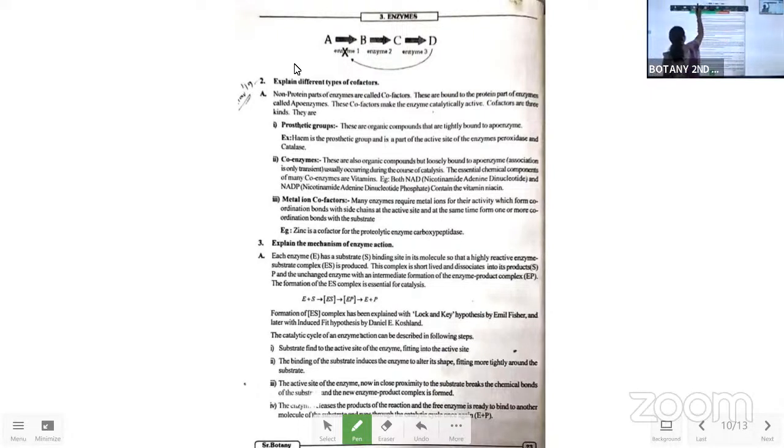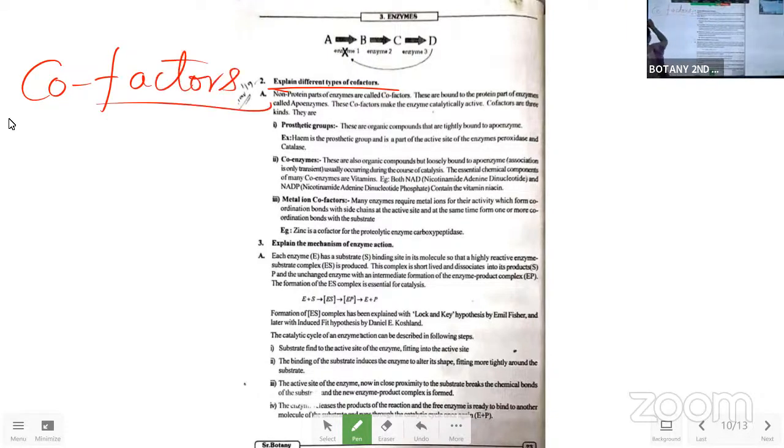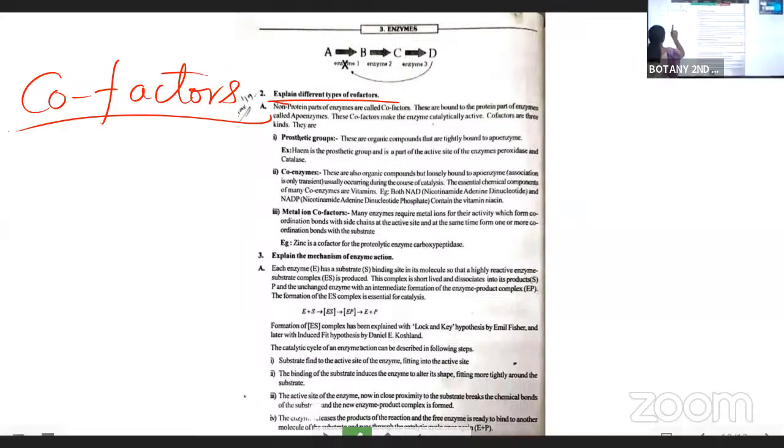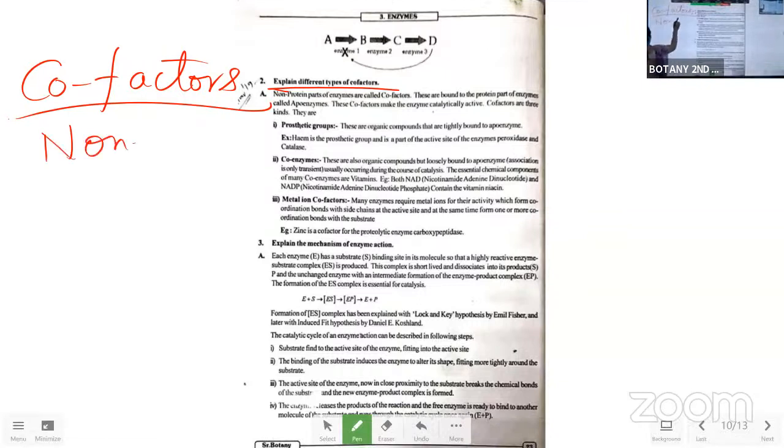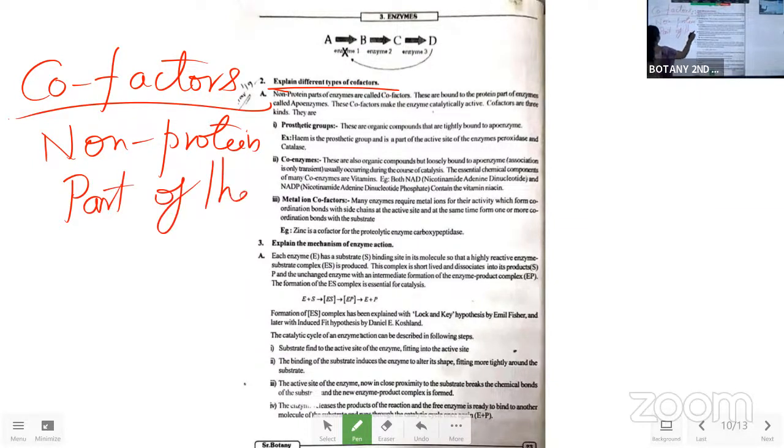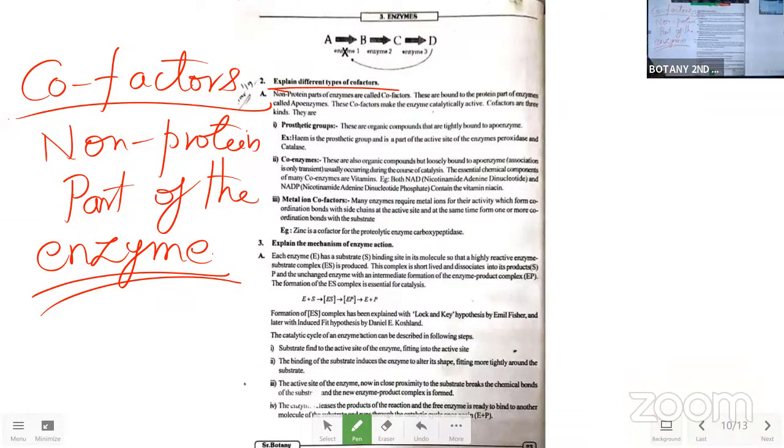And the next one is, explain different types of cofactors. So, what are cofactors? Cofactors are the non-protein parts of the enzymes. Non-protein part of the enzyme is called the cofactor. Okay, so the enzyme has the protein part and the non-protein part in it. So the non-protein part of the enzyme is called the cofactor.